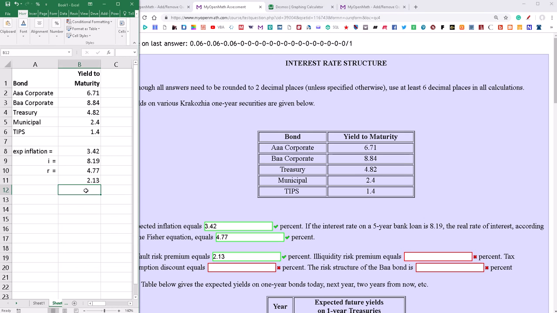The illiquidity risk premium is the difference between the Treasury and, whoops, I got it backwards, the highest rated corporate bond. Because remember, Treasuries have a huge market, while corporate bonds are traded on a much smaller market, so that's why I consider this difference to be the illiquidity risk premium, 1.89.